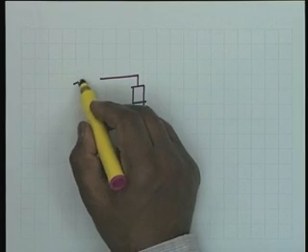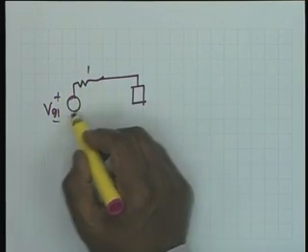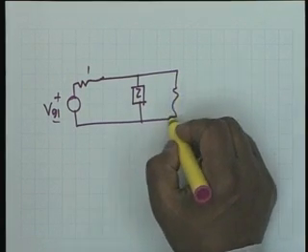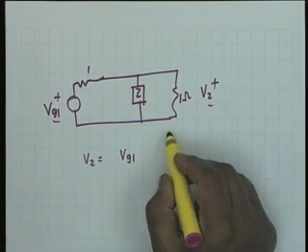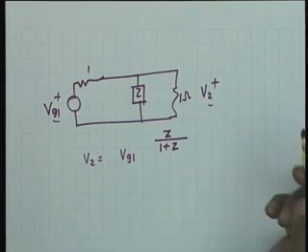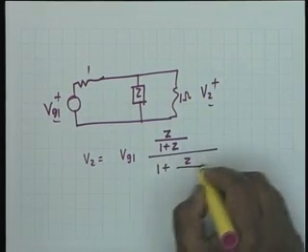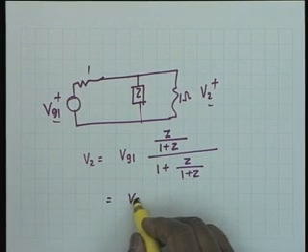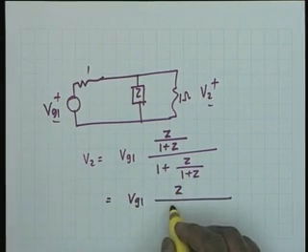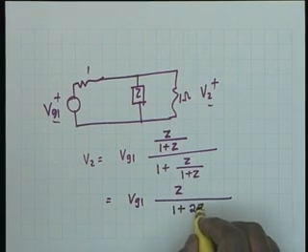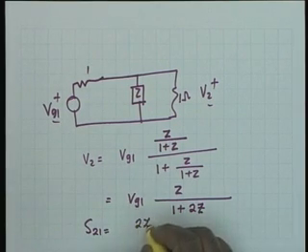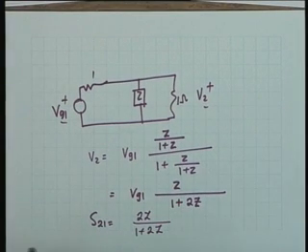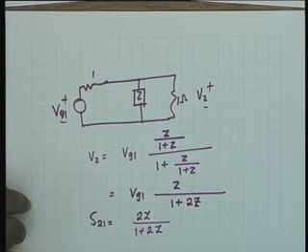S21? We have 1 ohm, Vg1, Z and 1 ohm. This is V2. So V2 is equal to Vg1 Z divided by 1 plus Z, equivalent of these two, divided by 1 plus Z divided by 1 plus Z. That is equal to Vg1 Z divided by 1 plus 2Z. Okay, therefore S21 is equal to 2Z divided by 1 plus 2Z. A couple of questions before we close this class. This is of course equal to S12 because the network is reciprocal.